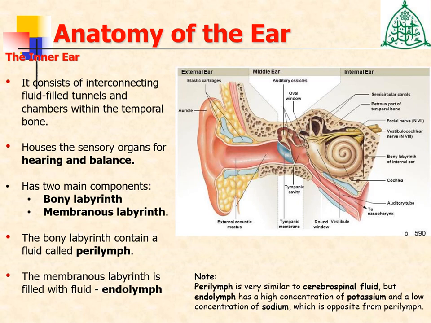The bony labyrinth contains a fluid we call perilymph, while the membranous labyrinth contains a fluid which is called endolymph. Please take note that the perilymph is very similar to cerebrospinal fluid, but endolymph has a high concentration of potassium and a low concentration of sodium, which is opposite from the perilymph.